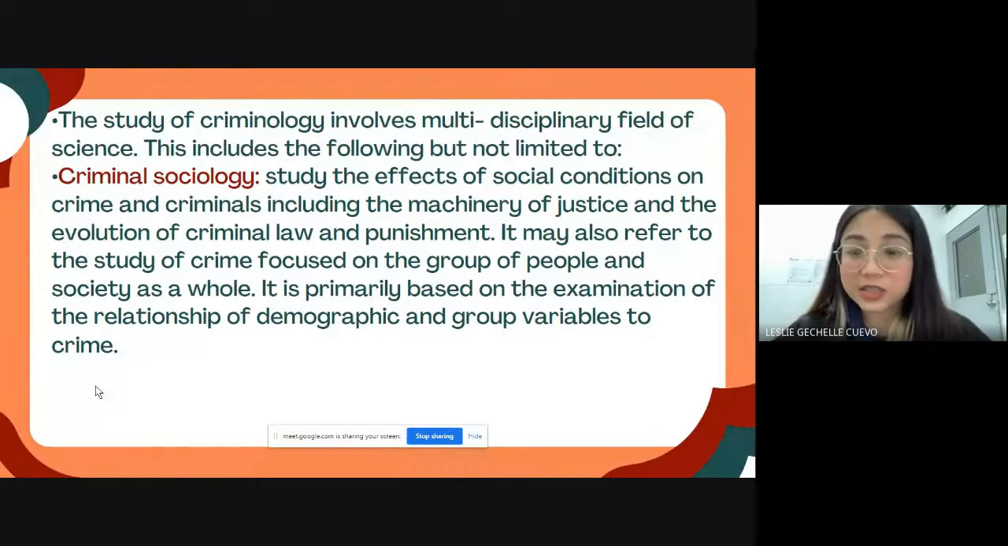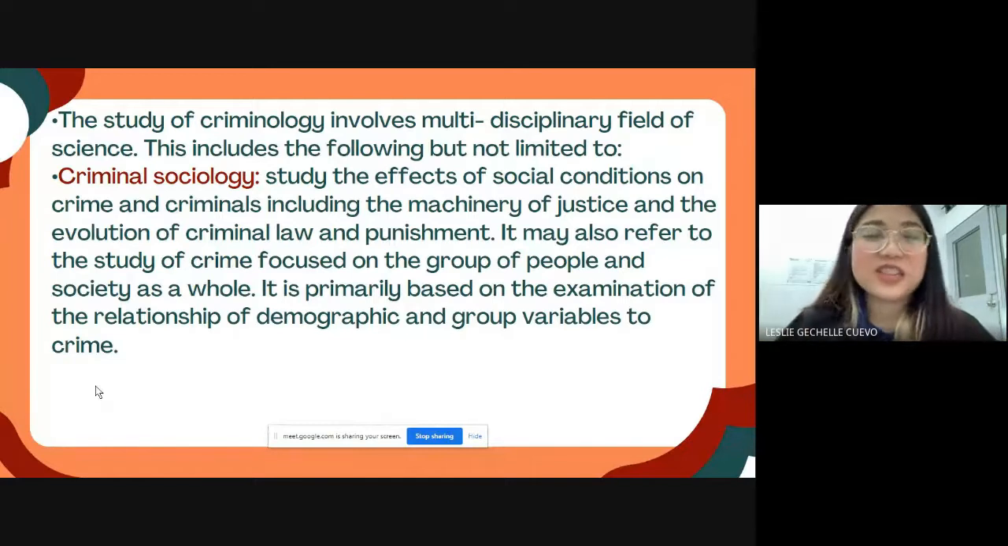At sa social science na yun, madaming kakonek itong criminology. So, ito nga ang isa dito. So, this includes the following but not limited to. First is criminal sociology, the study of the effects of social conditions on crime and criminals, including the machinery of justice and the evolution of criminal law and punishment.